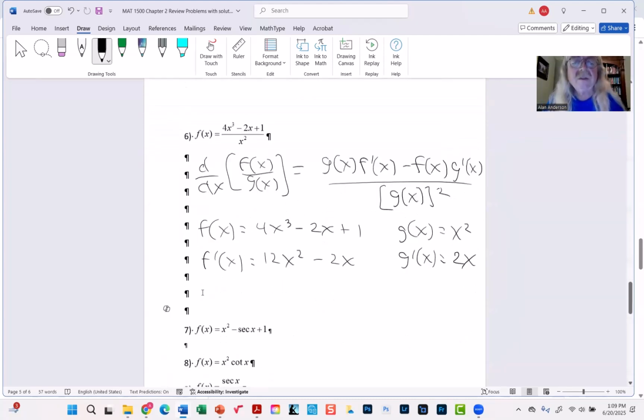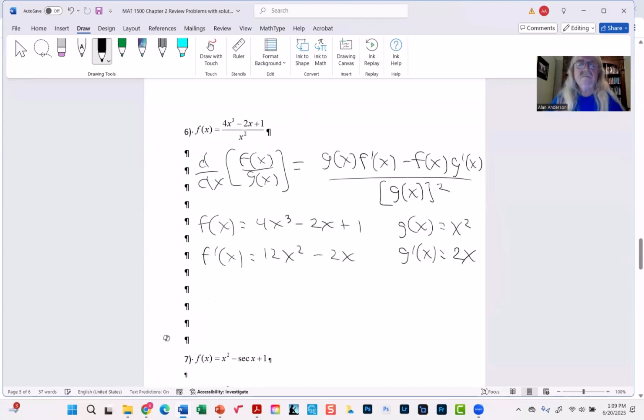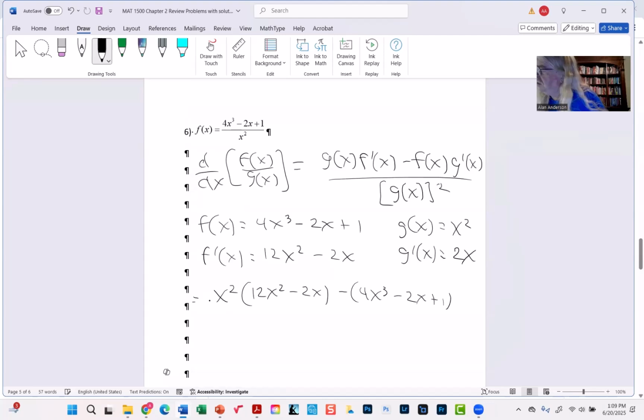So now we can go ahead and do some substitutions. X squared times 12x squared minus 2, minus 4x cubed minus 2x plus 1 times 2x, and we'll divide that by x squared quantity squared.